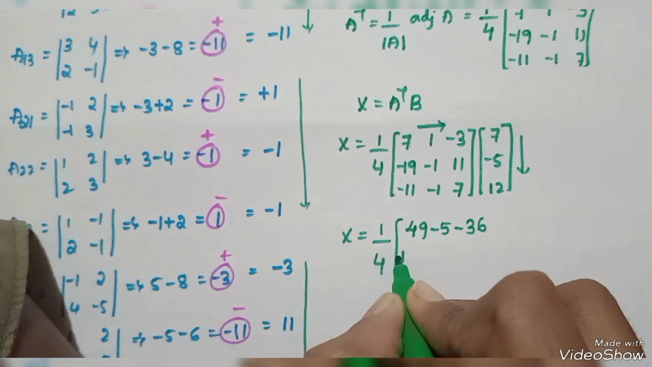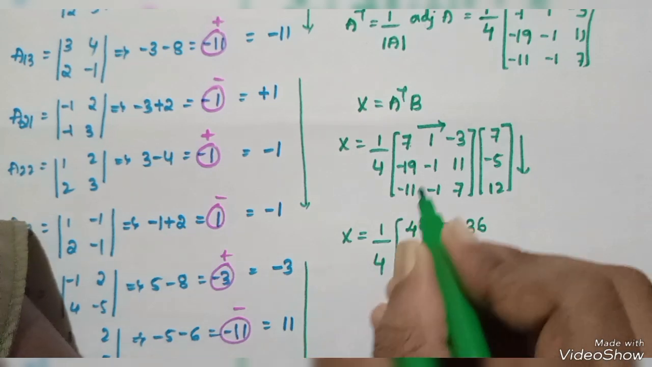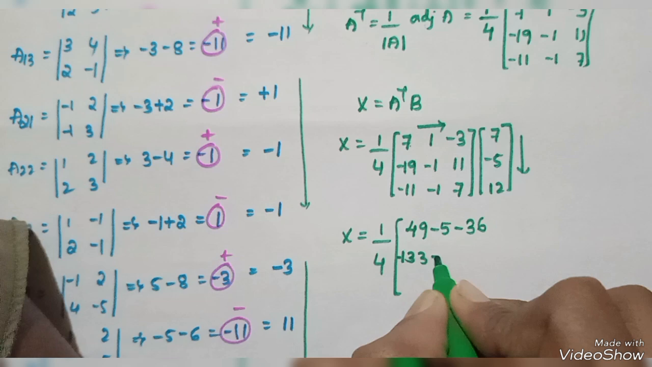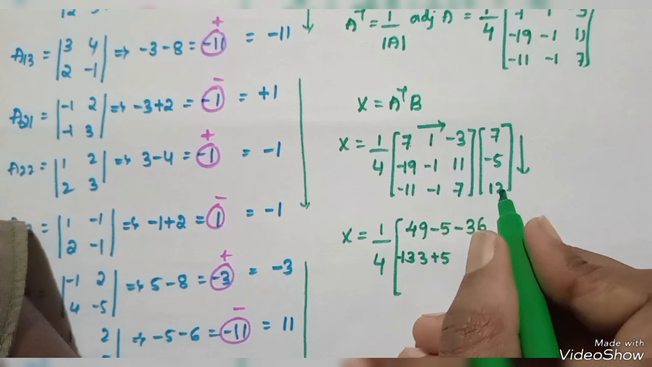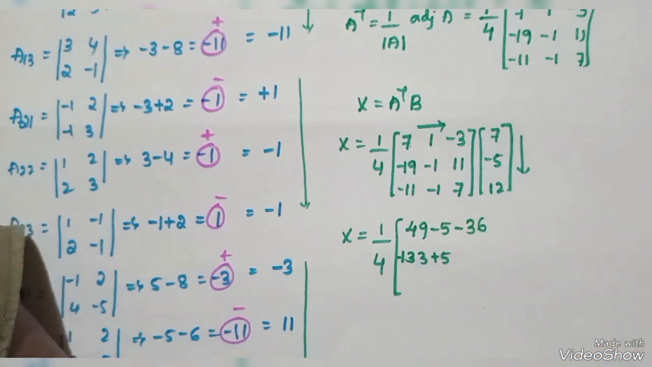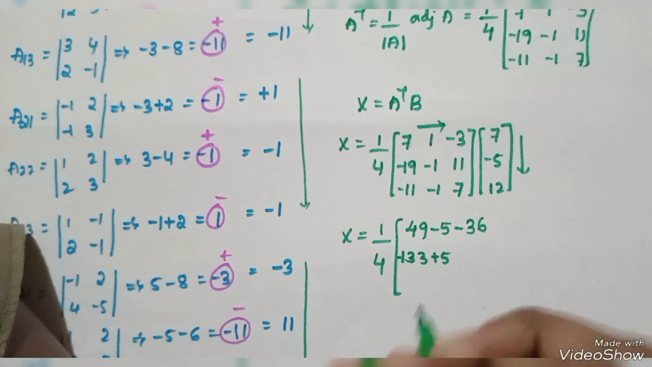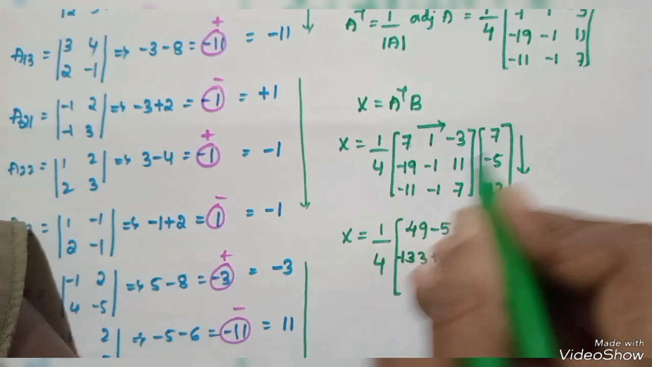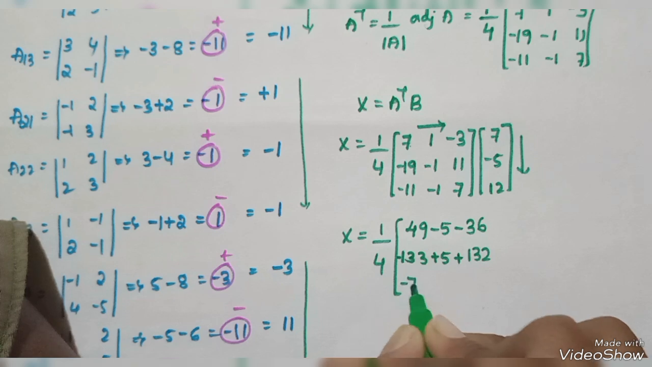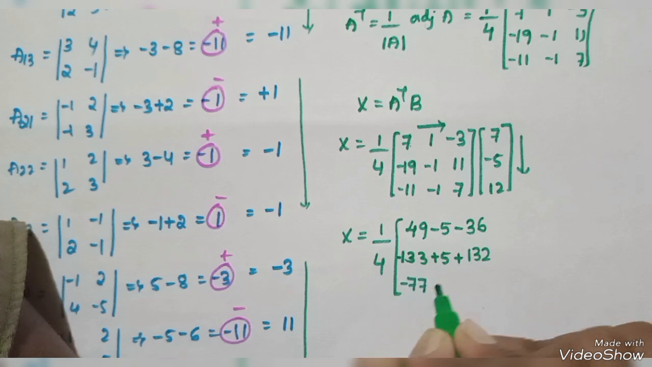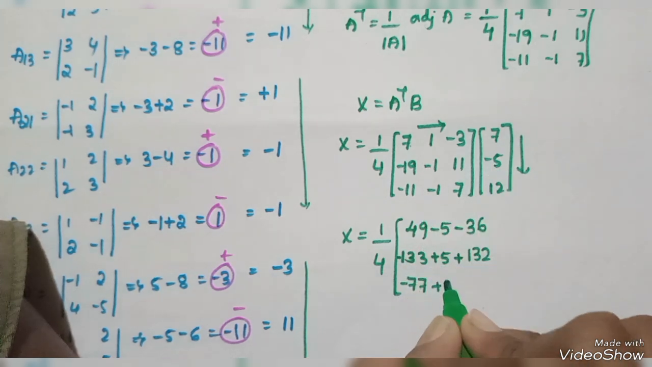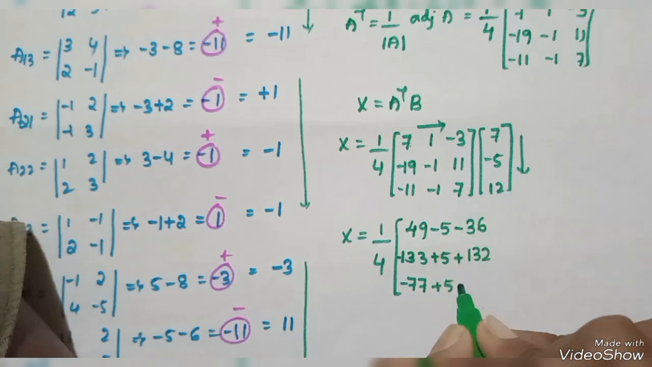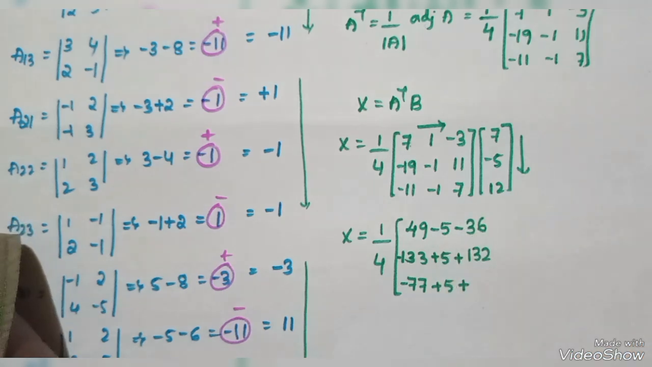1 minus 133, minus 1 into minus 5, it becomes plus 5. 11 into 12, 12 tens are 120, that is 132. Next minus 11 into 7, 77, minus 1 into 5, plus 5, 12 fives are 60, 12 sixes are 84.